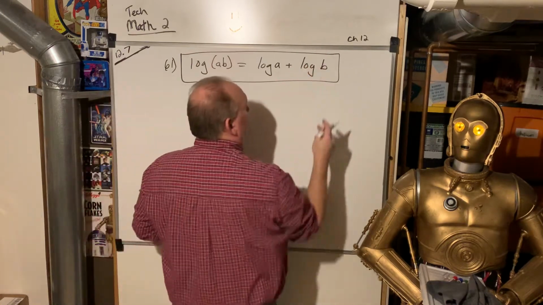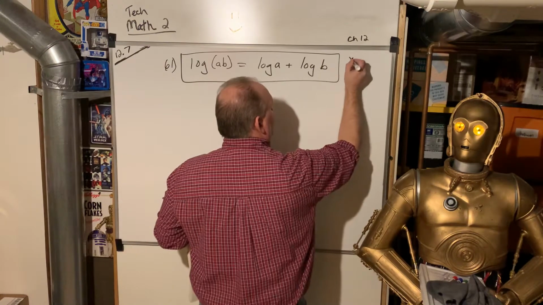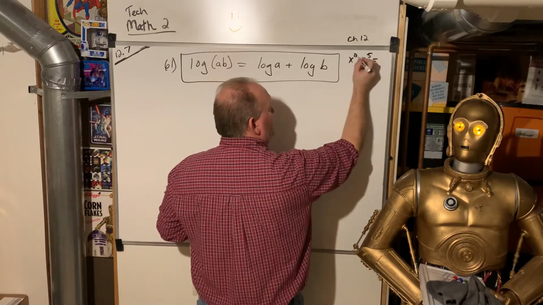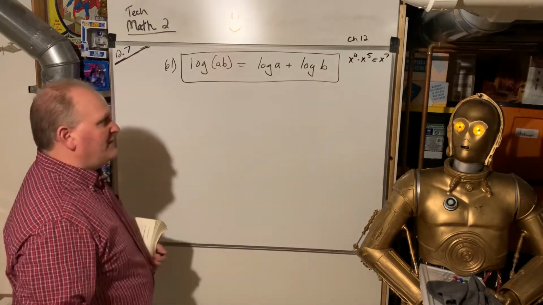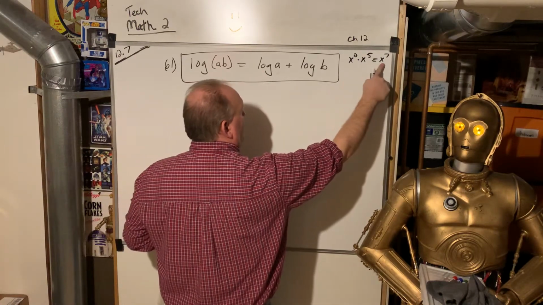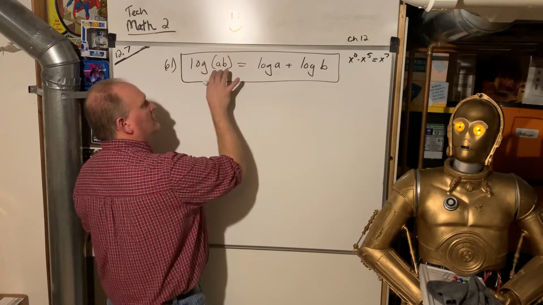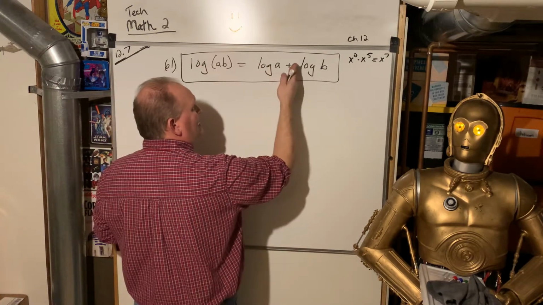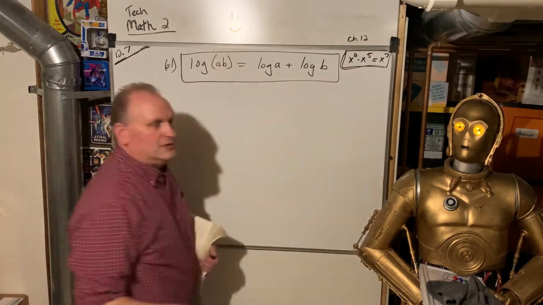Why would we do that? Well, think. Remember, logs are just a fancy way of writing exponents. So when we have like x squared times x to the 5th, when we had like bases, we added those exponents, x to the 7th, 2 plus 5. So we're basically just doing the same thing. You're multiplying, you add up the exponents. This is a fancy way of writing exponents. So when you have the log of something times something else, you can think of it as the log of A plus the log of B. It's using this kind of rule that you're used to doing.